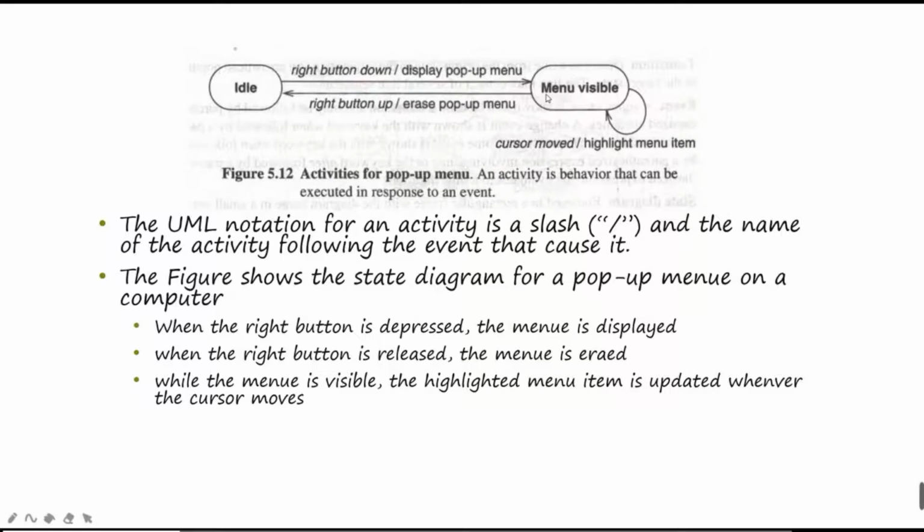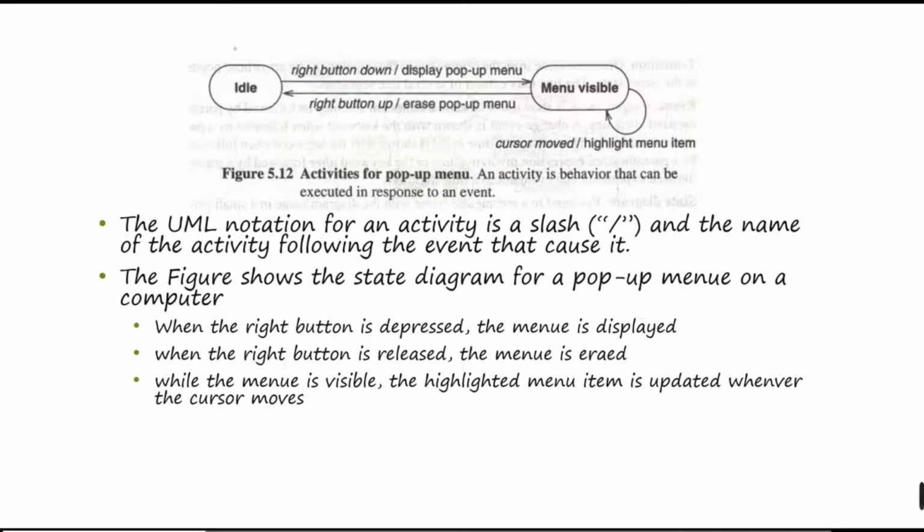The state will transition from idle to menu visible. In the menu visible, if the right button is up, then it will erase the pop-up menu. This is the slash following the activity. So erase pop-up menu is an activity. This activity is in response to the right button up. So this is an effect. This is an effect in response to right button up, and the activity.